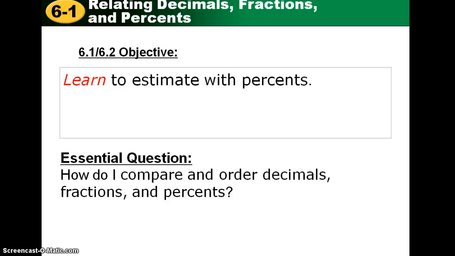Chapter 6, Sections 1 and 2 combined. Our objective is to learn to estimate with percents, and our essential question, how do I compare and order decimals, fractions, and percents?